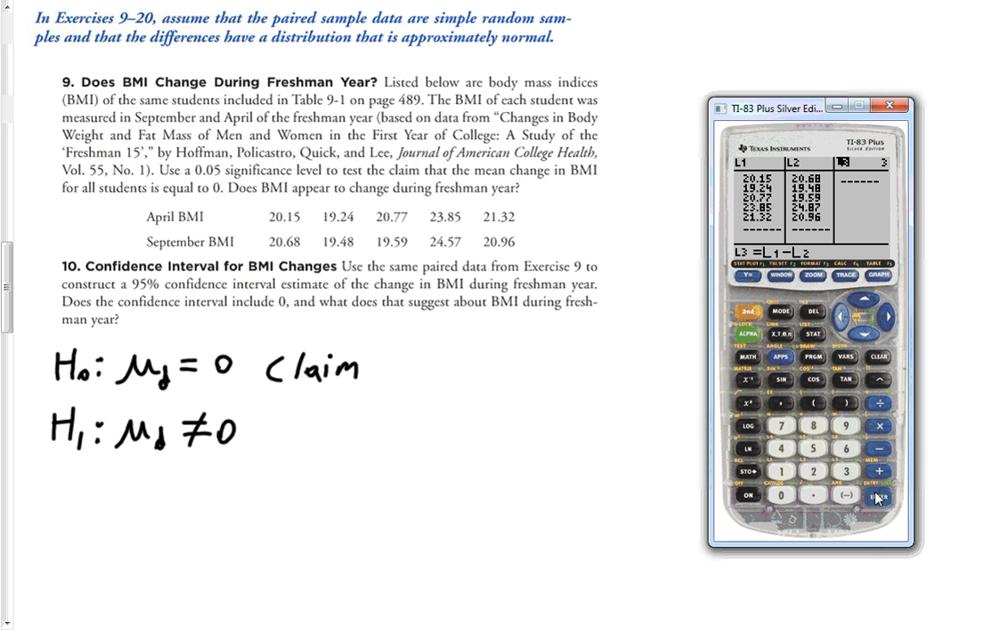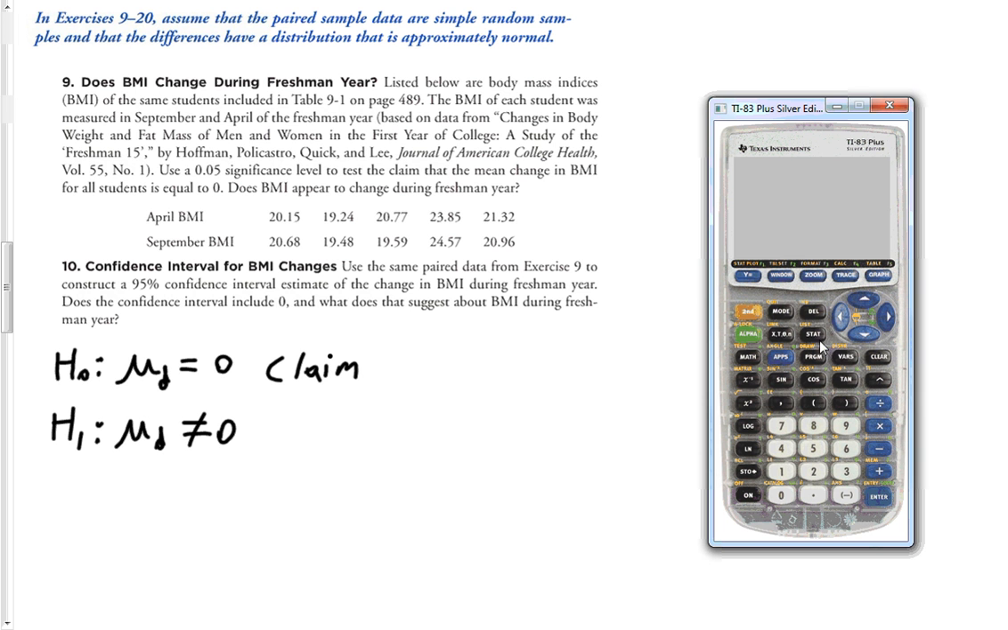So now list 3 is going to be the difference, the list of differences for each of the matched pairs. So here are all my differences. And now I'm going to do my hypothesis test. So I'm going to get out of here, second, quit.